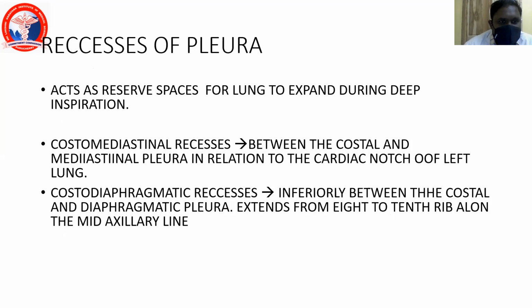Recesses of the pleura act as a reserve space for the lung to expand during deep inspiration. The costomediastinal recess lies between the costal and mediastinal pleura, in relation to the cardiac notch of the left lung. The costodiaphragmatic recess lies inferiorly between the costal and diaphragmatic pleura, extending from the 8th to 10th rib along the mid-axillary line.